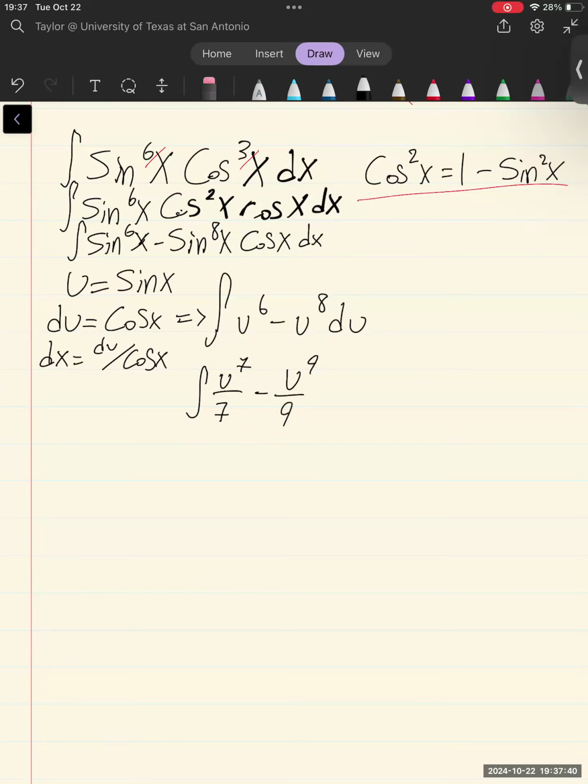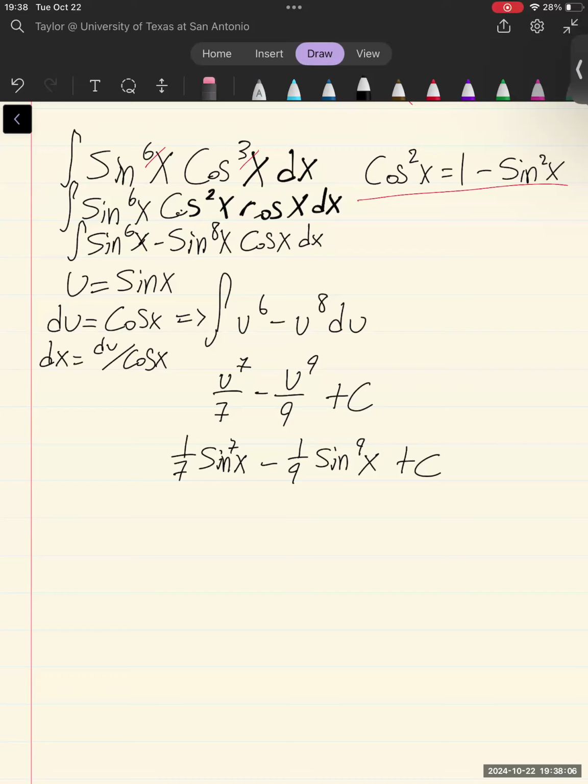And then substitute. I don't need this extra integral sign. Plus c on the end. Cool. Then substitute u back. Nice. And then you get, putting everything back in, sine to the 7th x over 7 minus 1 over 9 sine to the 9th x plus c.